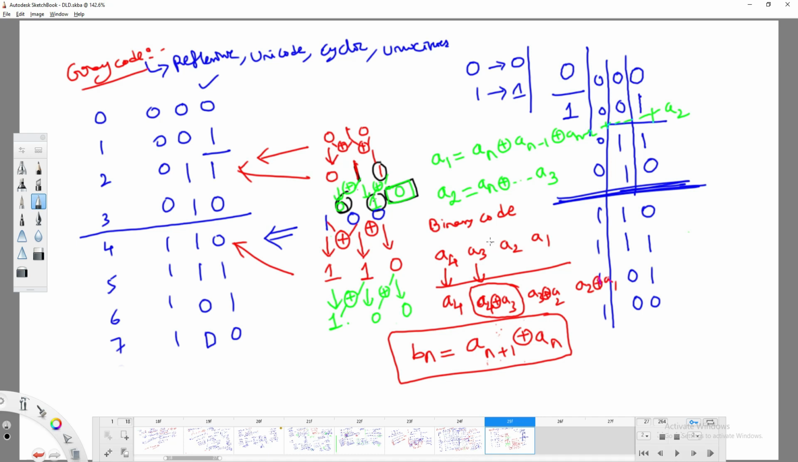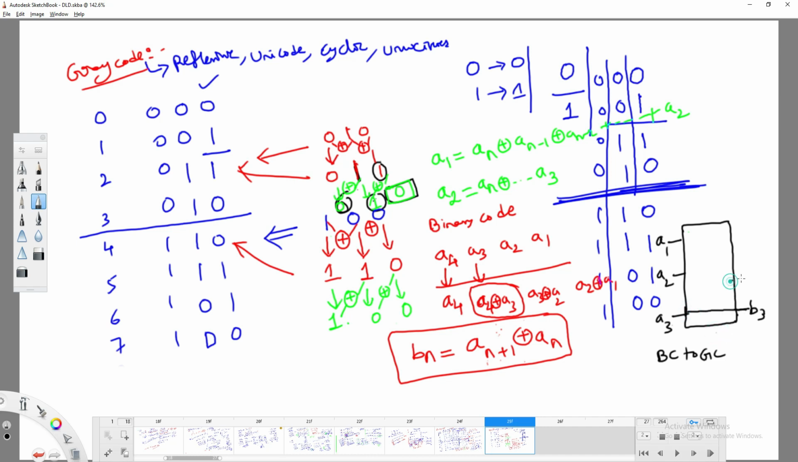Okay. See, this analysis is required when you are trying to construct circuits. For example, assume this is a circuit board. For this circuit board, I have given 3 inputs: A1, A2, and A3, right? Assume that this is a circuit meant to convert binary code to gray code. What is A3? A3 should be directly written. So A3 will be directly connected to the output B3.